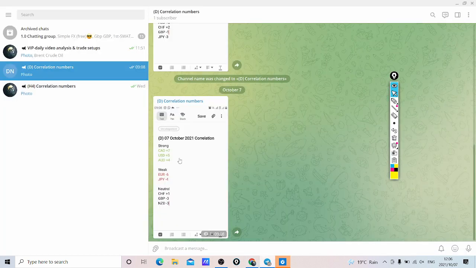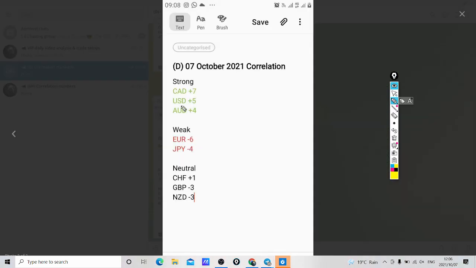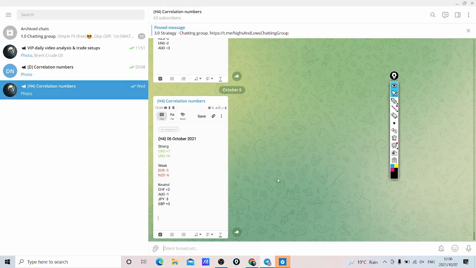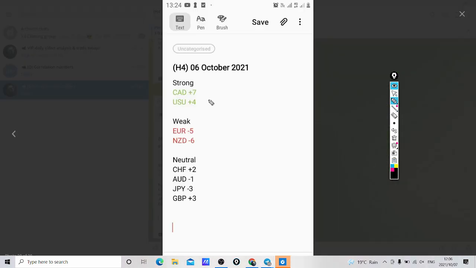And if we come to our correlation numbers here, let's start maybe on the daily time frame. On the daily, you can see that the CAD is bullish with +7. That's a big number. And then the JPY is bearish with -4. That means the market is still going to push to the upside. Then if we jump to the H4 again, you'll see that CAD is still bullish and the JPY is still bearish. So that is also supporting our technical analysis.